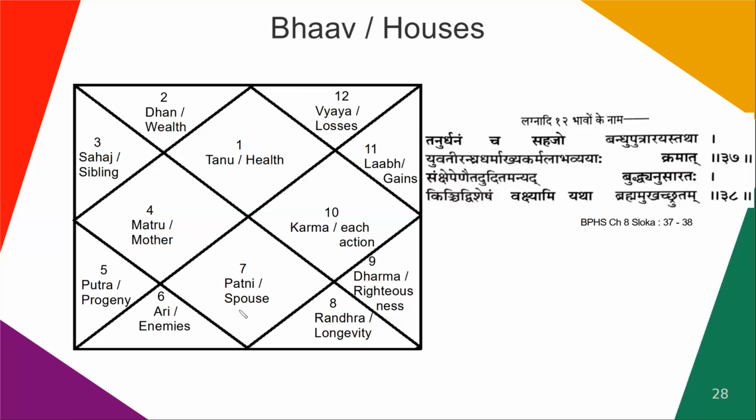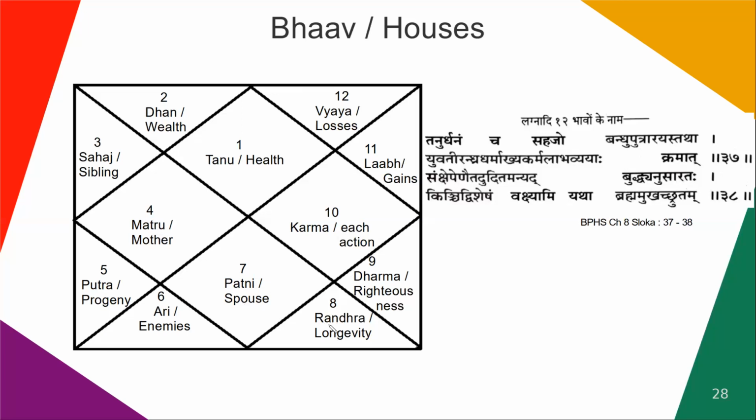The seventh house, which is the opposite of the first house, deals with our married life. So from the seventh house, we can understand about our spouse, how the spouse will be, or how the nature of the spouse will be. So seventh house deals with married life and also with our spouse.